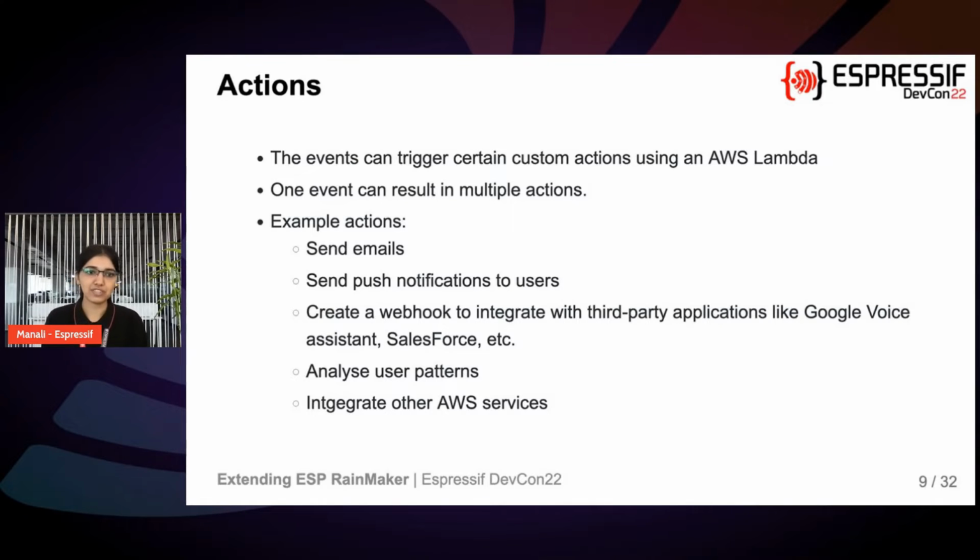Some example actions that we come up with would be sending emails to your end users, sending push notifications to users, creating a webhook to integrate with third-party applications, analyzing user patterns, or integrating other AWS services when an event is generated. Just to give an example, say the event is the light device getting connected or disconnected. In that case, you can have an action. We at Rainmaker actually use this framework to send push notifications to users, saying your light is now online or your light is now offline. This can be one example, and there can be many more.